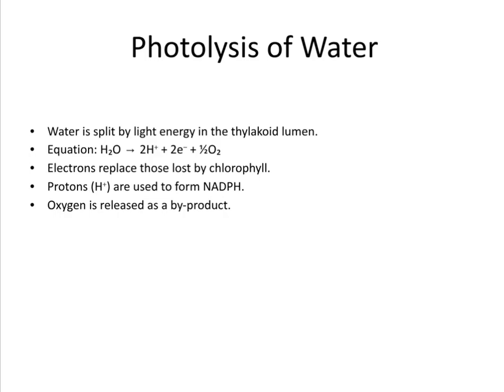Photolysis of water. Water is split by light energy in the thylakoid lumen. Equation: H2O equals 2H plus, 2e minus, plus 1/2 O2. Electrons replace those lost by chlorophyll. Protons, H plus, are used to form NADPH. Oxygen is released as a by-product.